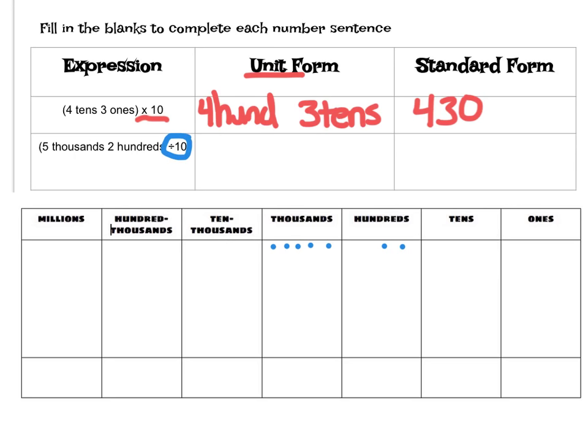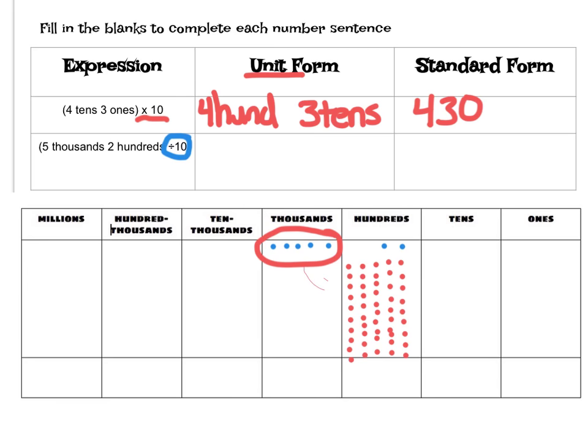This problem wanted me to divide by 10. So I know I'm going to have a smaller number. I'm dividing into groups of 10. So taking 5 dots in my thousands place, it's going to be tough for me to divide that by 10. So instead of dividing 5 by 10, I am going to change those 5 thousands into 50 hundreds. 5 thousands is the same as 50 hundreds. 50 hundreds is easy for me to divide by 10. I can make 10 groups of 5.